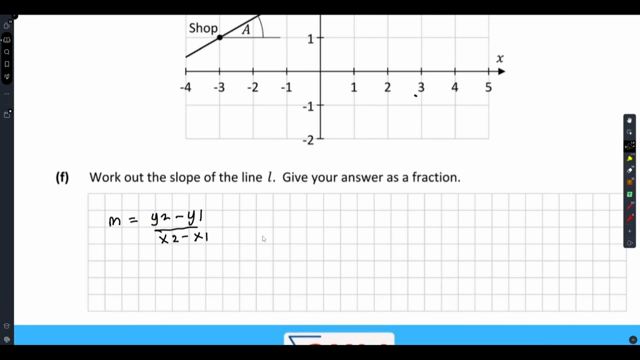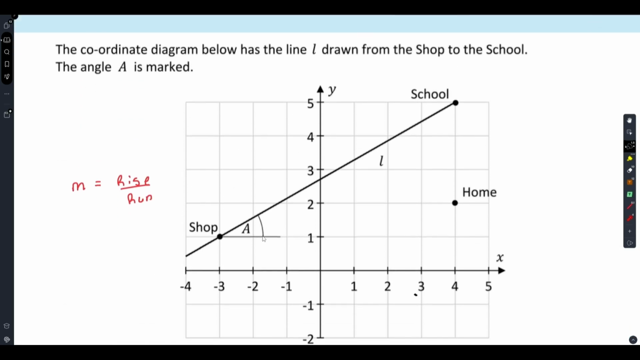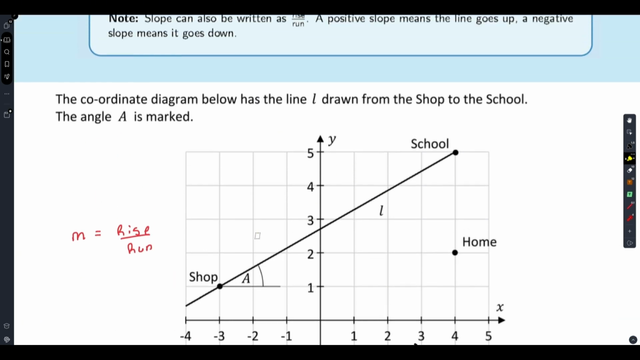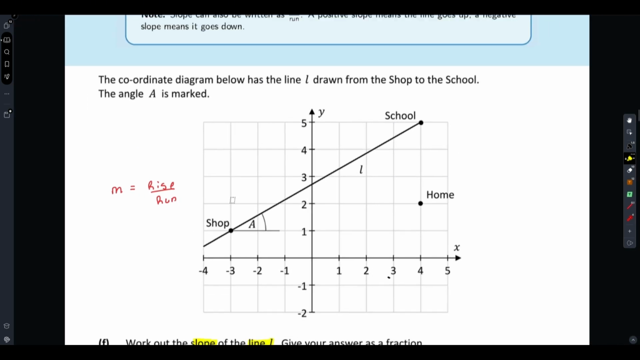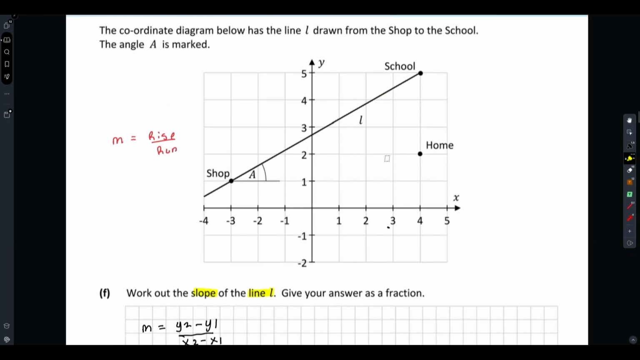Now, to get the slope of a line, all we need is any 2 points on that line. So any point on this line. Now we're trying to get the slope of the line L, so that is this line here that they've drawn in black. So we need 2 points on this line. Can anyone spot one that's distinct?